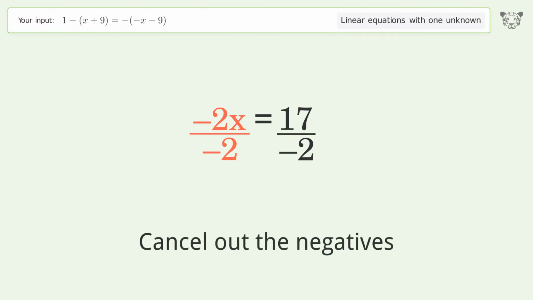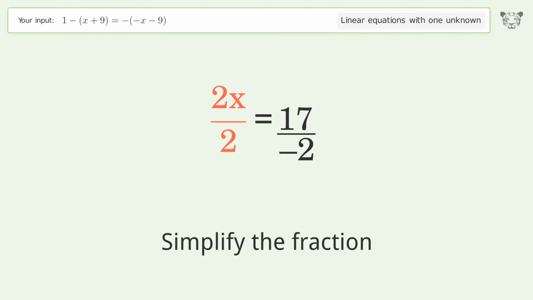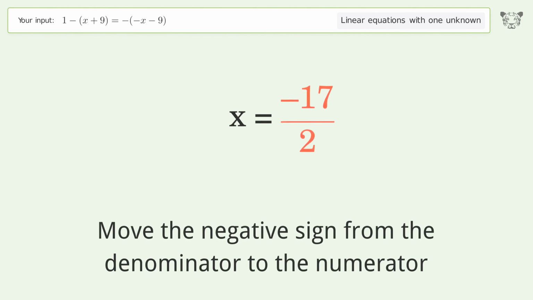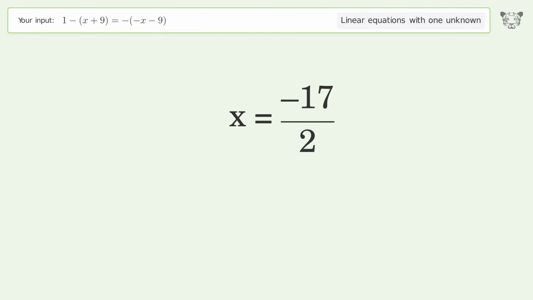Cancel out the negatives. Simplify the fraction. Move the negative sign from the denominator to the numerator. And so the final result is x equals -17/2.